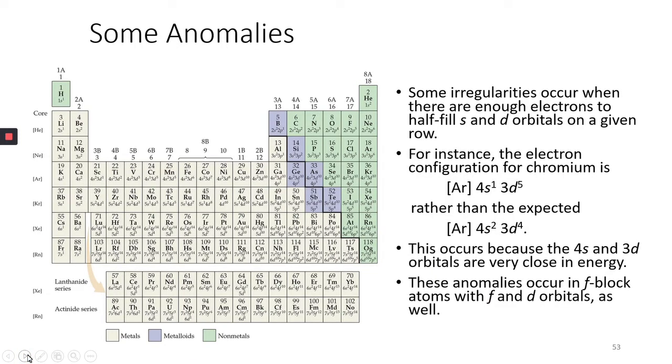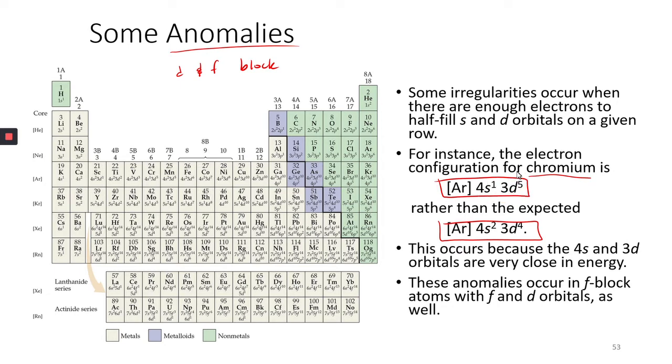Now we've assumed everything follows this rule, and that is not the case. There are some anomalies, and they occur mostly in your d and f block, because those sublevels' energies are so close to each other that electrons tend to jump from one to another. An example here is chromium. Chromium, if we follow the pattern, should look like this, but in reality, this is what you get. So what happens is one of the s electrons jumps into the d.